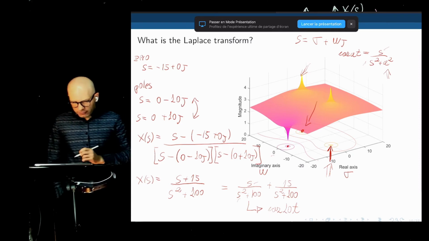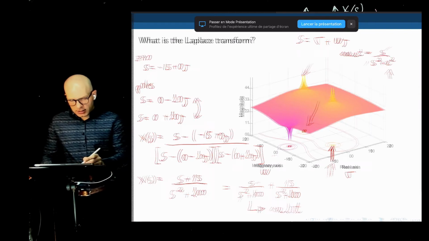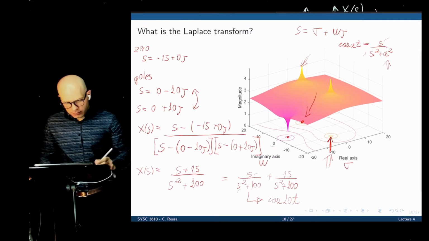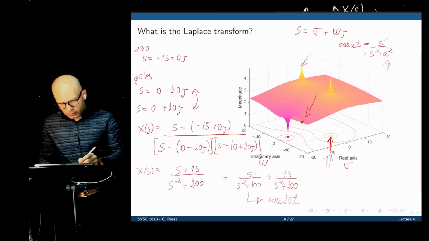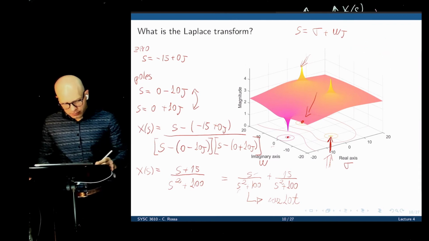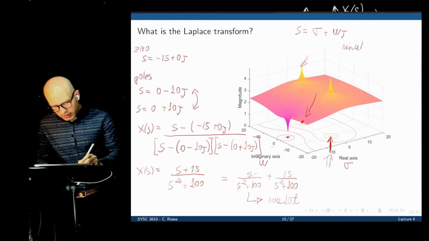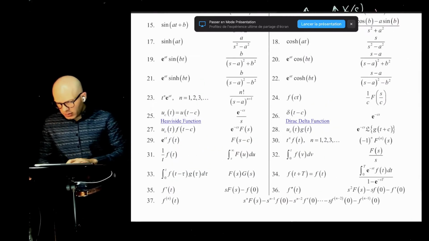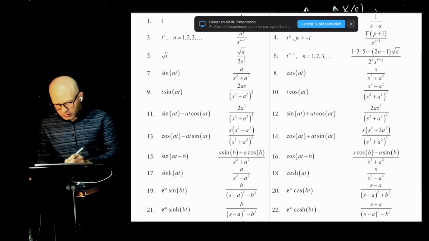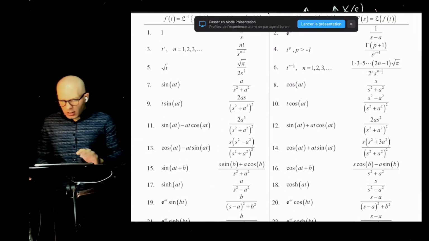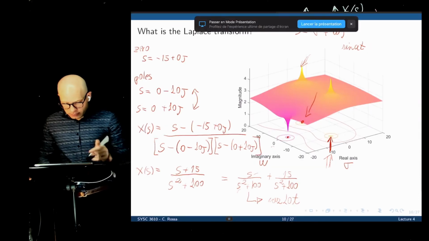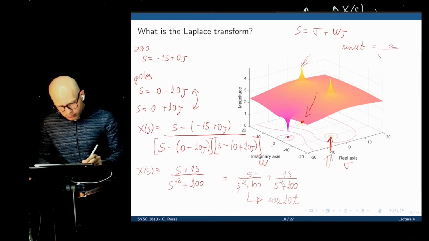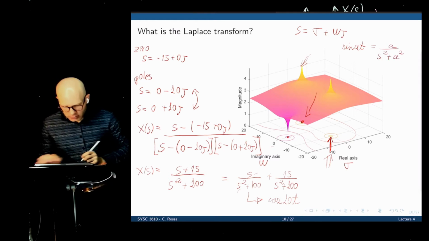For the second part here, we have 15. It's a different one. This is going to be a sine. Let me give you the results. So if we had sine of omega t, or sine of at, let's look at the table. What is sine of at? Sine of at is number 7, a divided by s squared plus a squared. So that is the portion there.